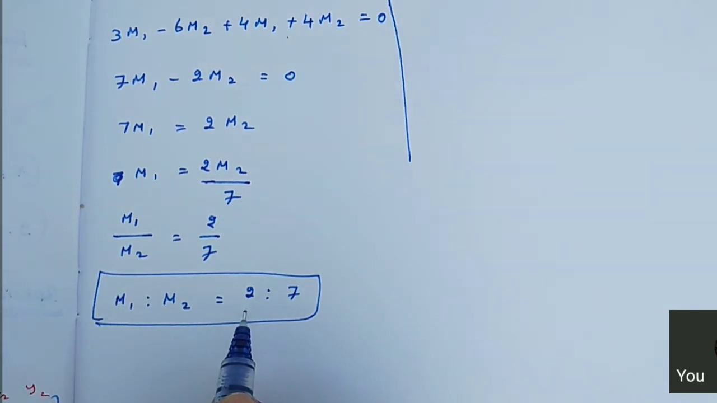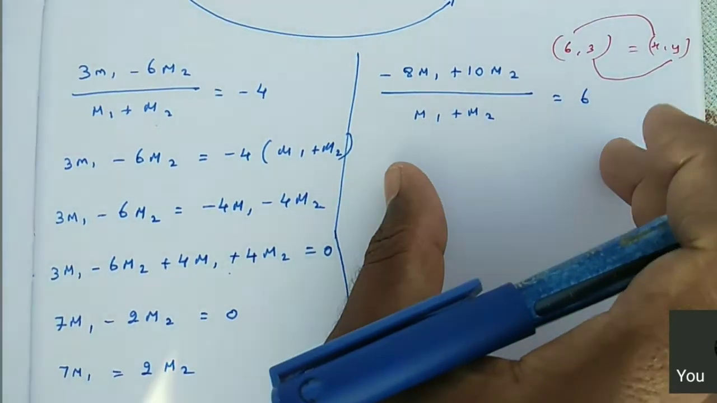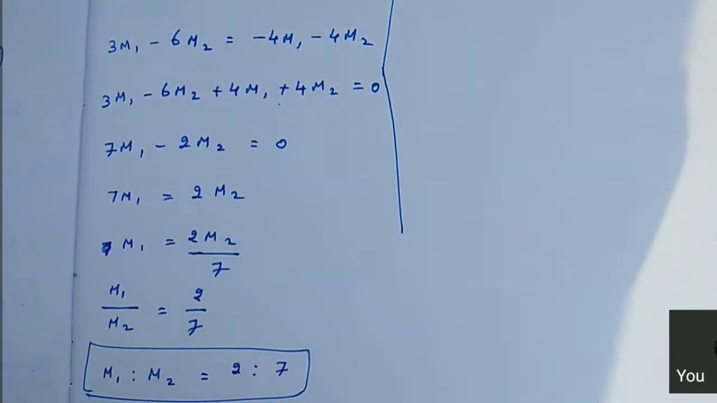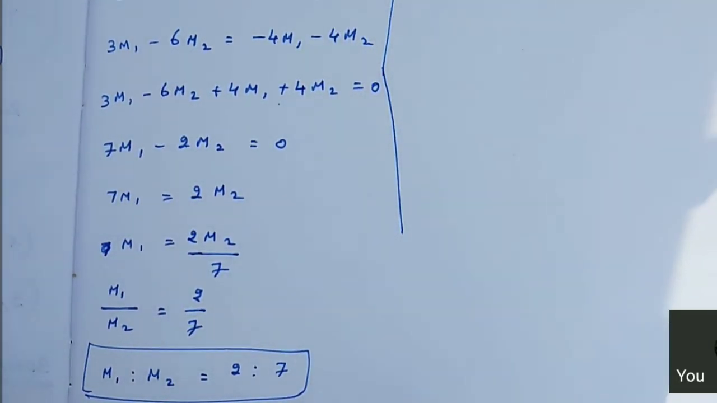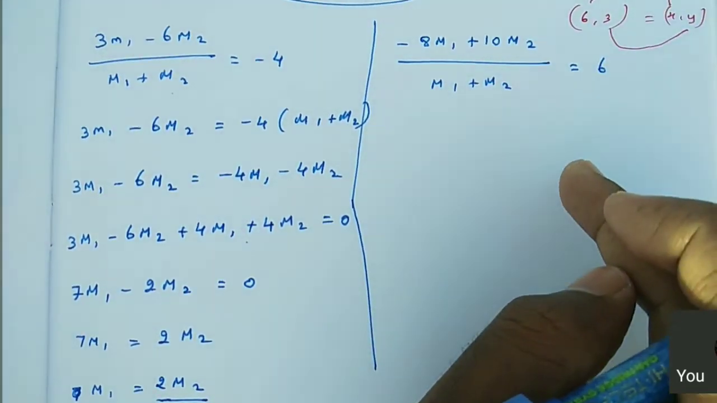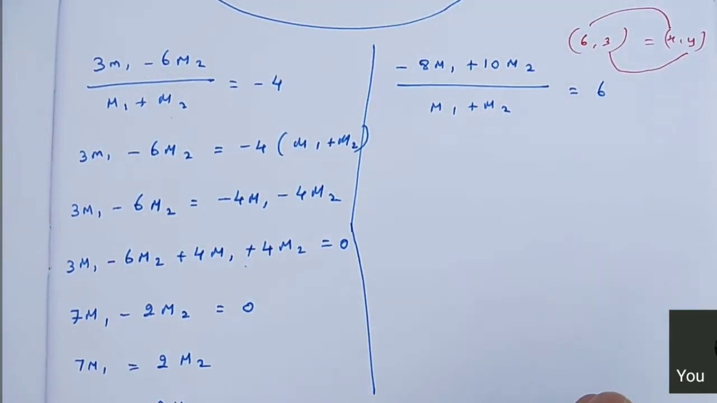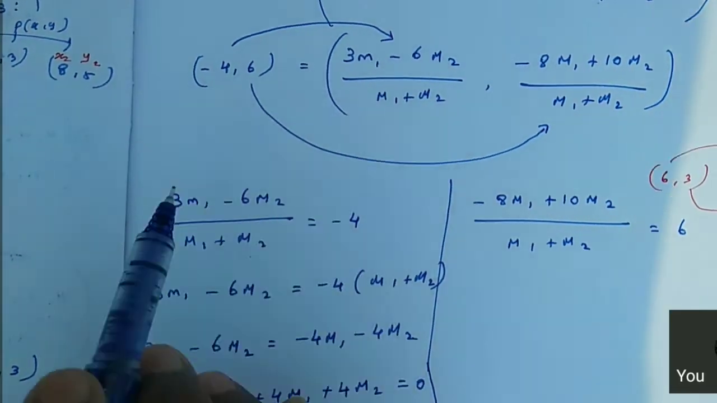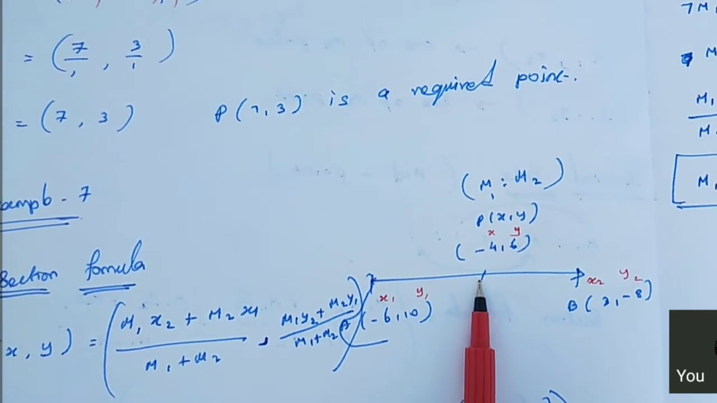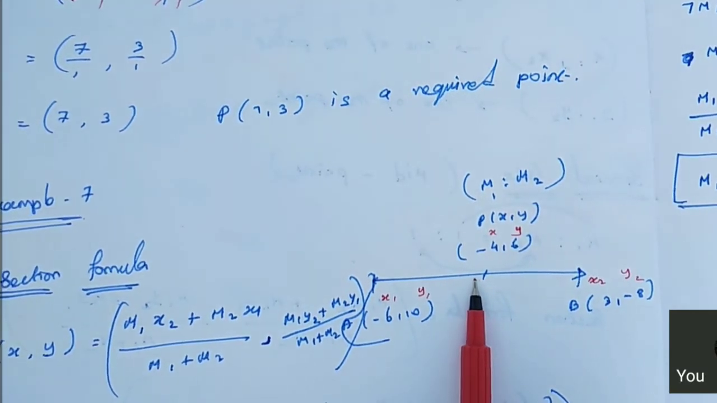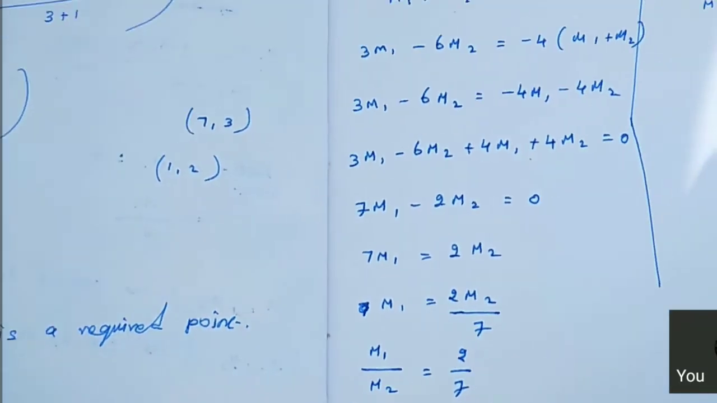The same way, when you're solving this one also, you will get the same result, 2 is to 7. If it is not the same, when this ratio is 2 is to 7 and you are solving this one, you will get some other ratio, which means the given point 4, 3 is not on the line. Clear?